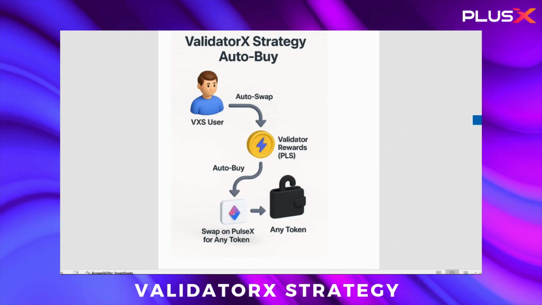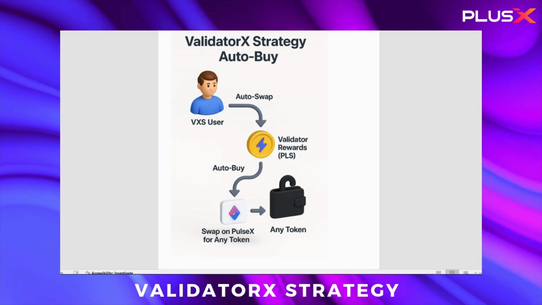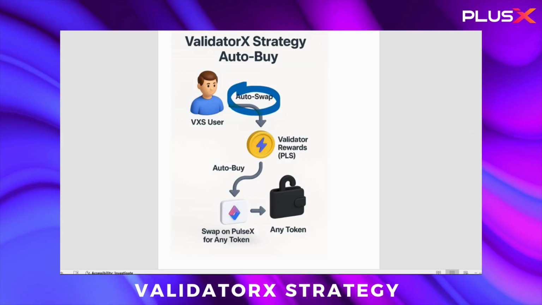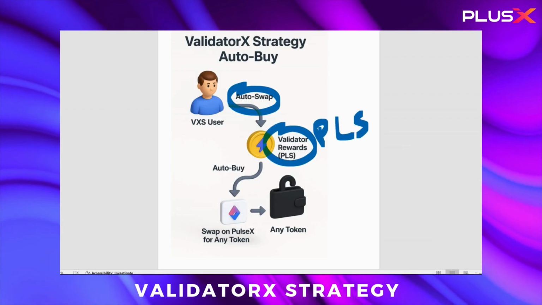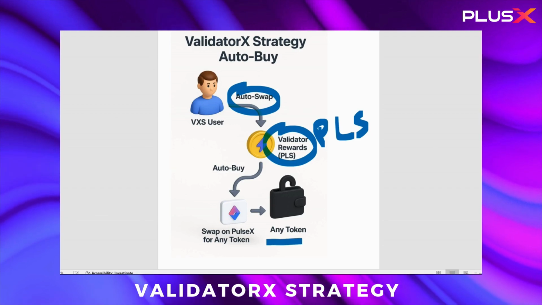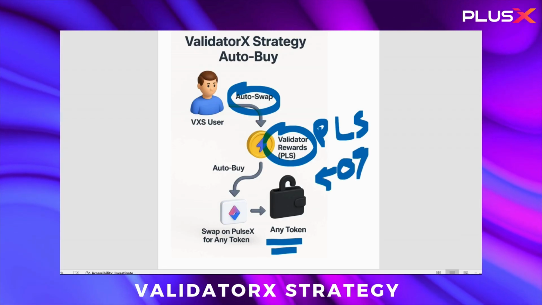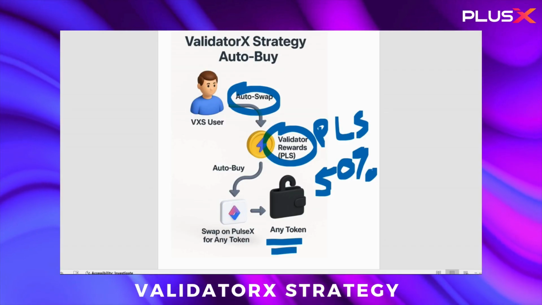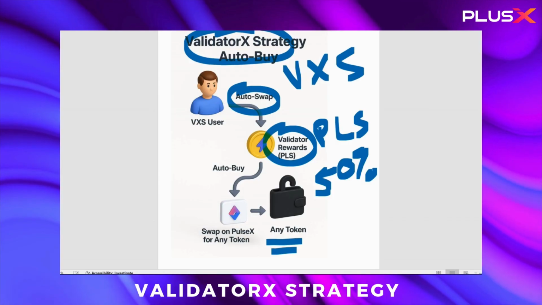So when you come to the ValidatorX strategy, again, what some people wanted us to do was find a way to auto swap for us. Because when you're part of the validator and you're earning Pulse, you start earning this PLS token. Well, is there a way to turn that into my favorite token? Can I just have, say, 50% of this yield go purchase my token? And yeah, we're going to go build a VXS automated buy.